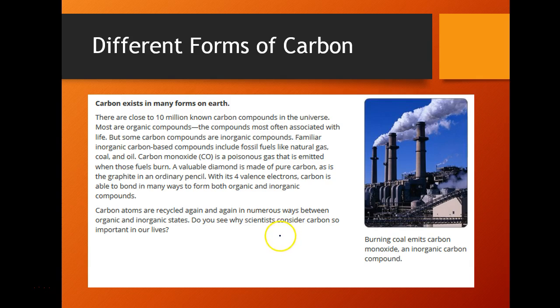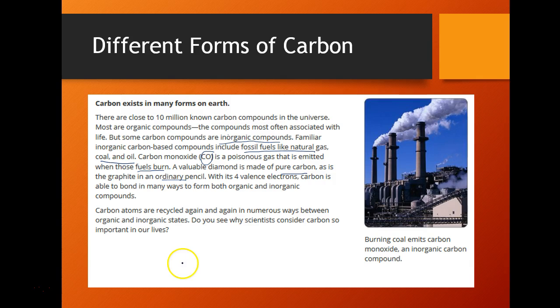So we talked a lot about carbon and how it's essential for life, but carbon can also be found in inorganic compounds, or compounds that are not living. So some really familiar inorganic compounds made of carbon are fossil fuels like natural gas, coal, and oil. Carbon monoxide, which you know as CO, is a poisonous gas that is emitted when all of these fuels burn. If you think about a diamond, that's made up of pure carbon, or the graphite in an ordinary pencil is also made up of pure carbon.